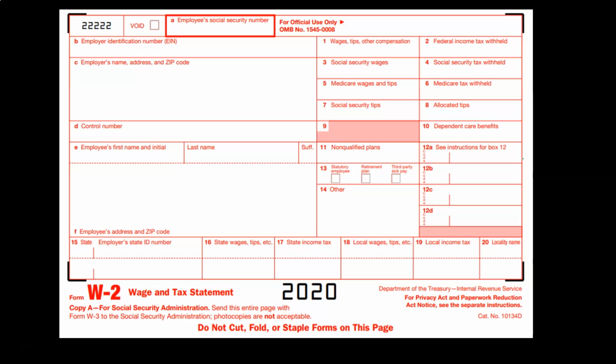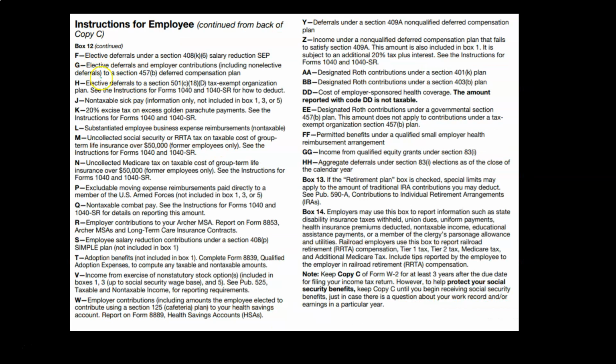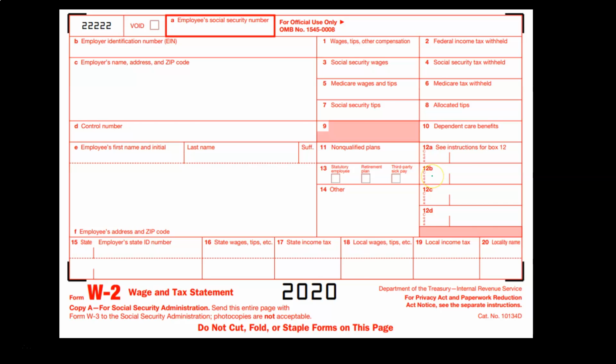Now, if you have a question about anything down here in box 12 or any of the letters related to it, then of course you can go to the instructions related to the W-2, which will typically come with the W-2. And if they're not there, you can go to the IRS website, look up the W-2 and look up the instructions like we have here. And W here says the employer contributions, including amounts the employer elected to contribute using a Section 125 cafeteria plan to your health savings account. Report on Form 8889, Health Savings Accounts (HSAs). So you can look at these instructions, and these symbols will typically be what is next to the box 12 line item right here.